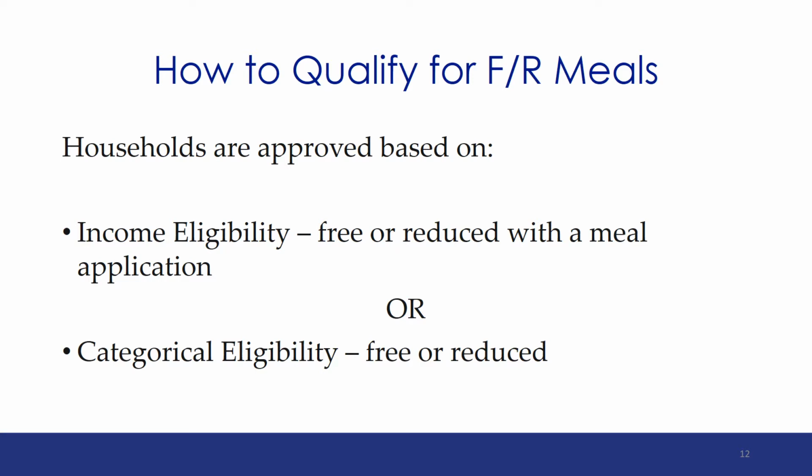Let's discuss how households qualify for free or reduced price meals. Households are approved based on either income eligibility, in which students qualify for free or reduced price meals based on household size and income, or categorical eligibility, in which students automatically qualify for free or reduced price meals.